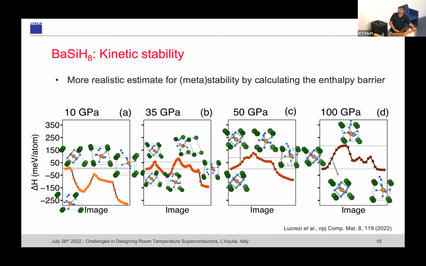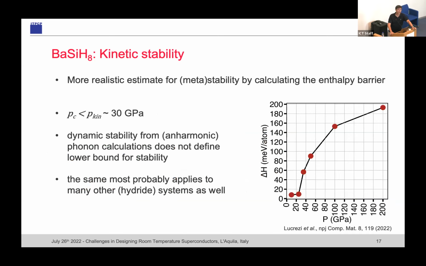But as you decrease the pressure, you see that this barrier drops significantly. And as you go below 35 gigapascals, so in that case, 10, you have only a very tiny barrier left, which won't protect the structure anymore from thermal effects or from impurities and all that stuff. And if you plot just the height of the barrier as a function of pressure, you get the following plot, where you see that for very low pressures, there is basically only 10 meV per atom, so not very much. But then at 30, it starts to increase considerably.